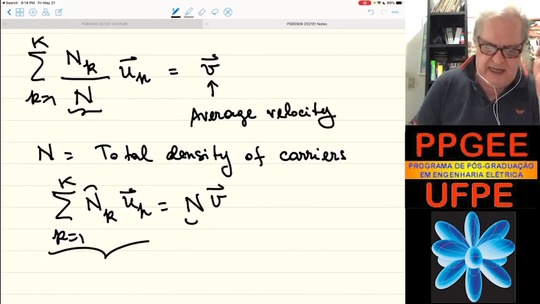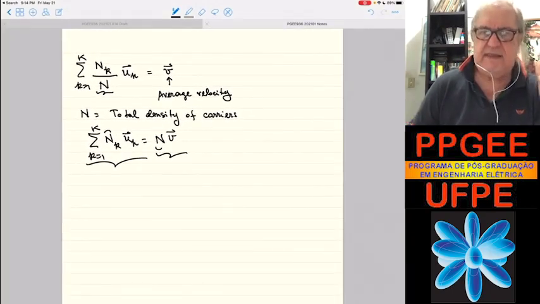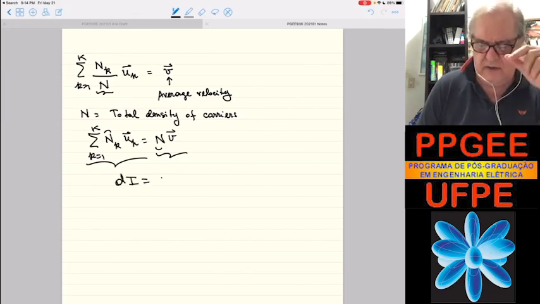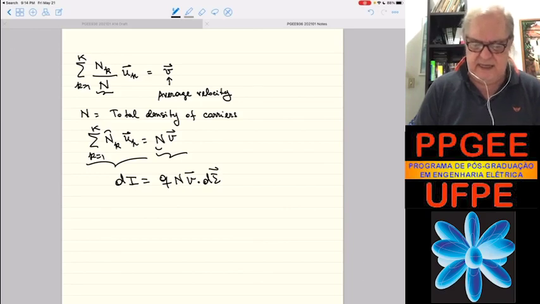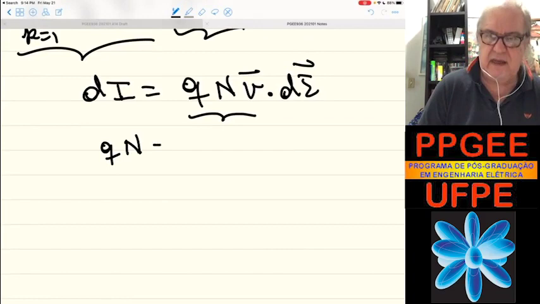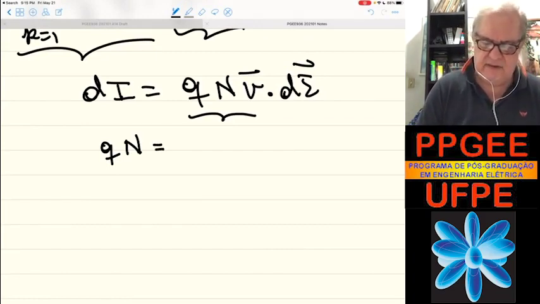Okay, so the sum is given by this, right? And then it means that dI equals q n v dot d sigma. If you look at qn, you can leave it as this, right? But you see that it's the charge density, the free carrier density.